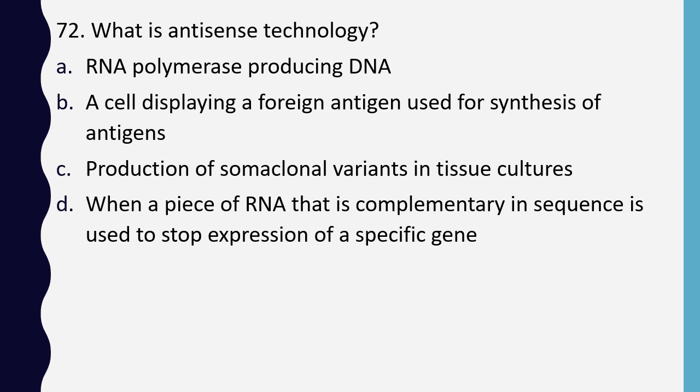Question number 72. What is antisense technology? RNA polymerase producing DNA, a cell displaying a foreign antigen used for synthesis of antigens, production of somaclonal variants in tissue culture, when a piece of RNA that is complementary to a sequence is used to stop expression of a specific gene. What is antisense technology? Correct answer is option D. It is the technology when a piece of RNA is used to stop expression of a specific gene and that RNA is complementary to the sequence.